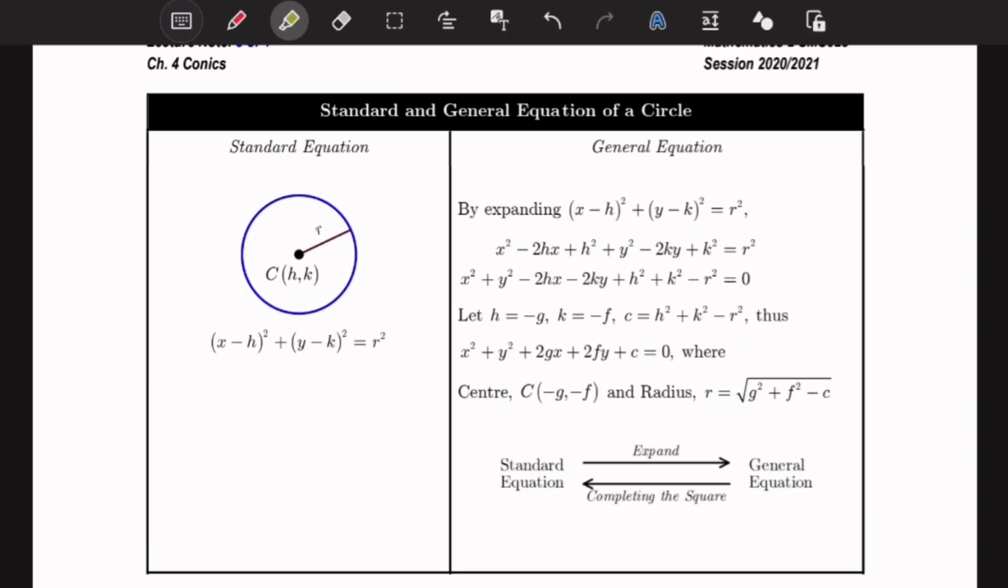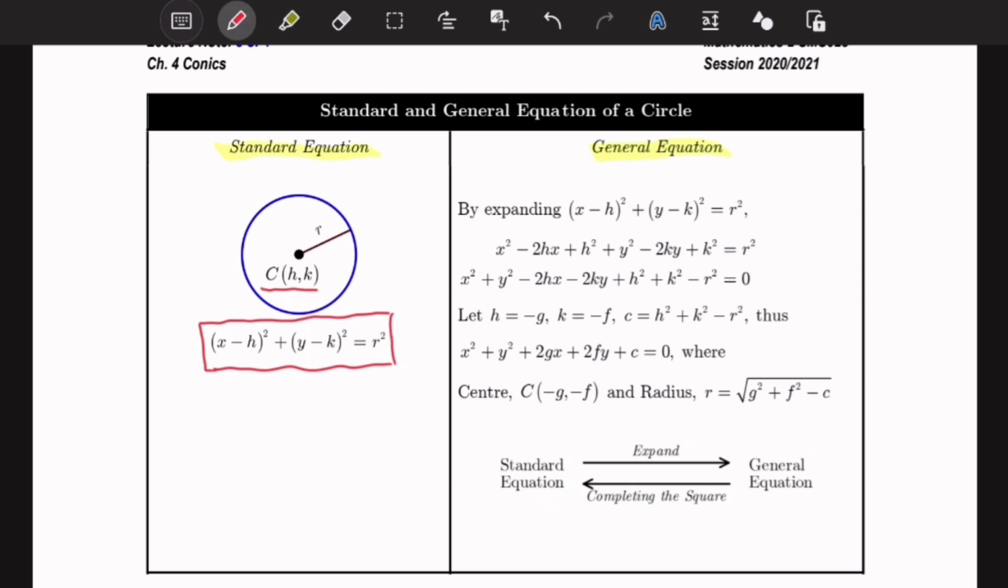There are two types of equation of the circle. First, we have the standard equation. The standard equation is (x minus h) squared plus (y minus k) squared equals r squared. h and k we can get from the center C, and r is the radius. The second equation of the circle is the general equation. We get the general equation by expanding the standard equation.